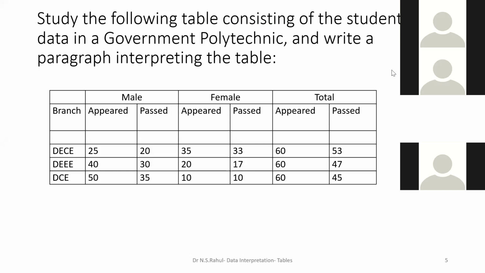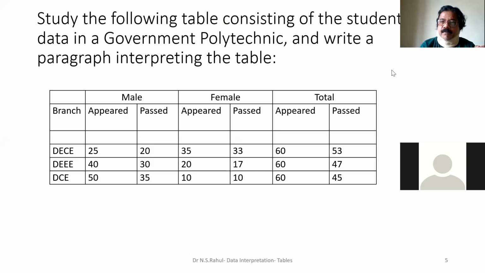Sir, the following table is describing the government polytechnic college. In this college, we have 3 branches: DECE, DEEE, DCE. We have separate students for each branch. For the DECE branch, totally we have 60 students, sorry, sir. For the DEEE branch, we have 57 students. For the DCE branch, we have 60 students.